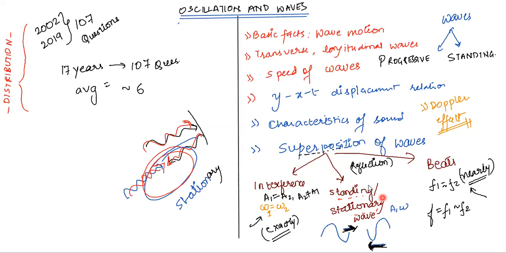Now, second scenario is stationary waves. A stationary wave is formed when A and omega are the same, but at the same time, very important, the waves should be traveling in opposite directions, correct? Here, beats are formed when the frequencies are nearly equal to each other, right? You will get to know the specifics as we move ahead in this chapter, right?